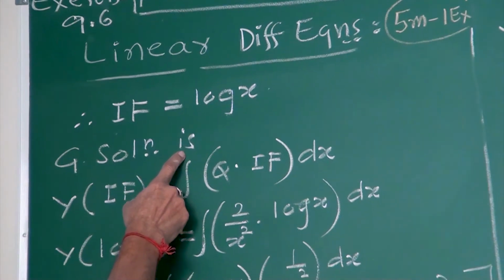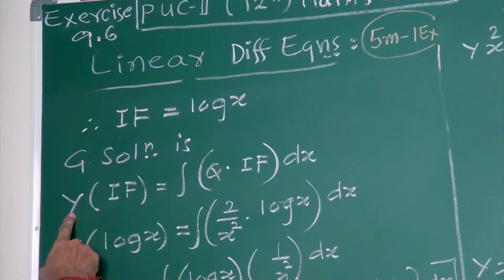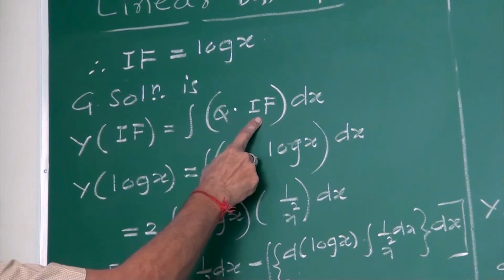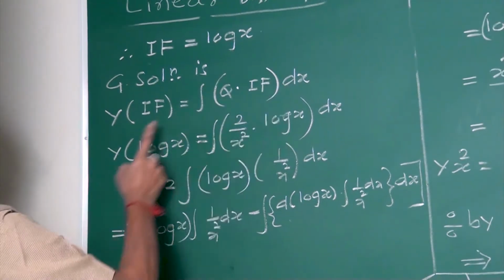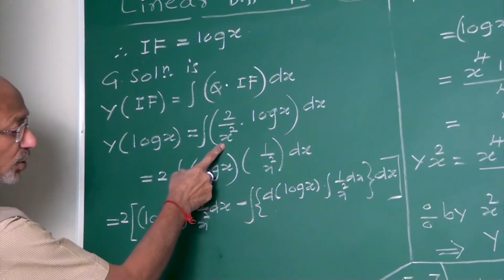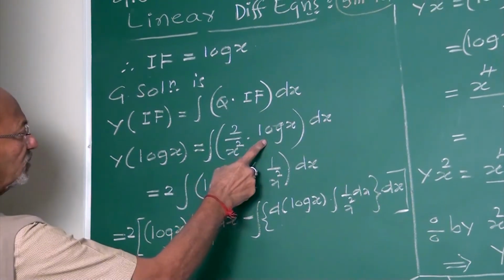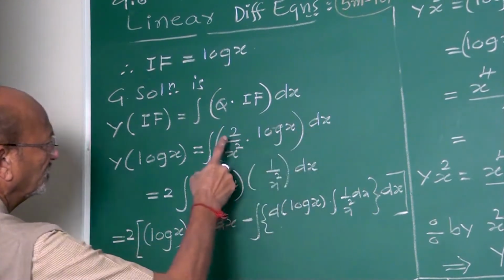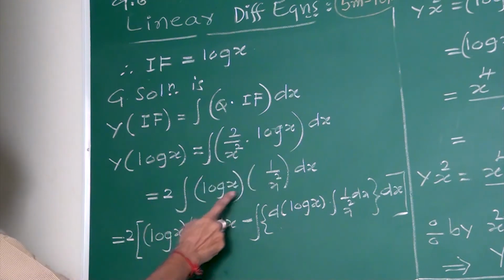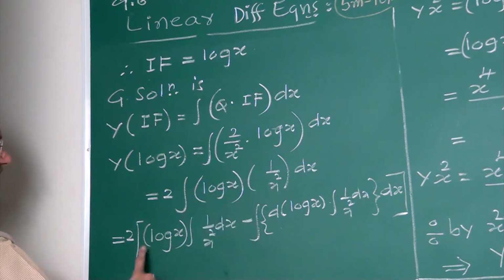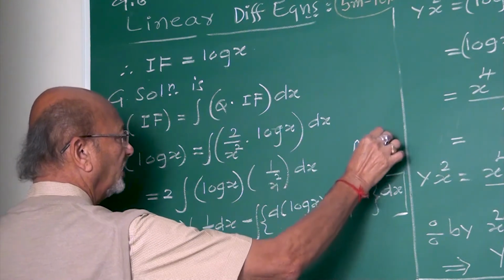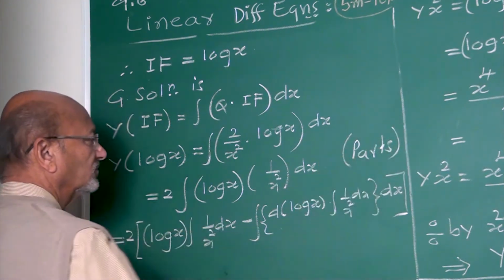Therefore, the general solution is y, the dependent variable, into integrating factor equals integral of RHS into integrating factor with respect to x. y into integrating factor equals integral of q, which is 2 by x squared into log x dx. 2 being a constant, out. I, L first, then the algebraic function. Again by parts rule, my friends.